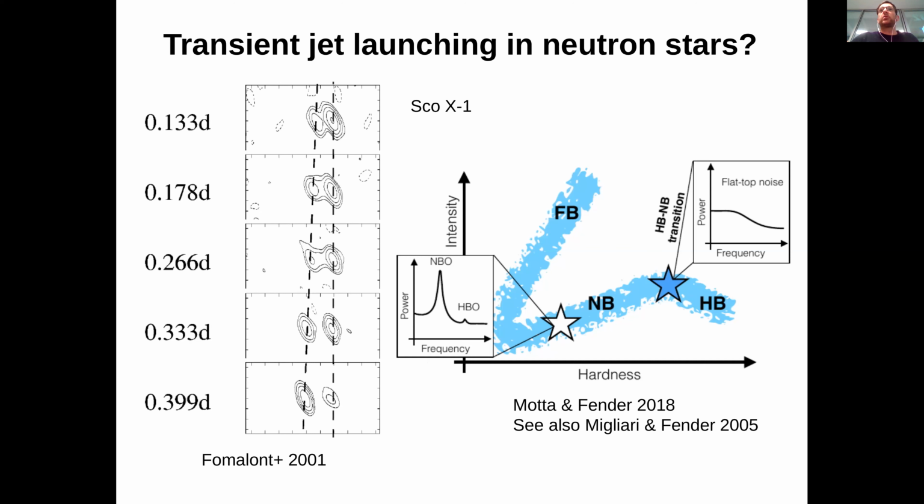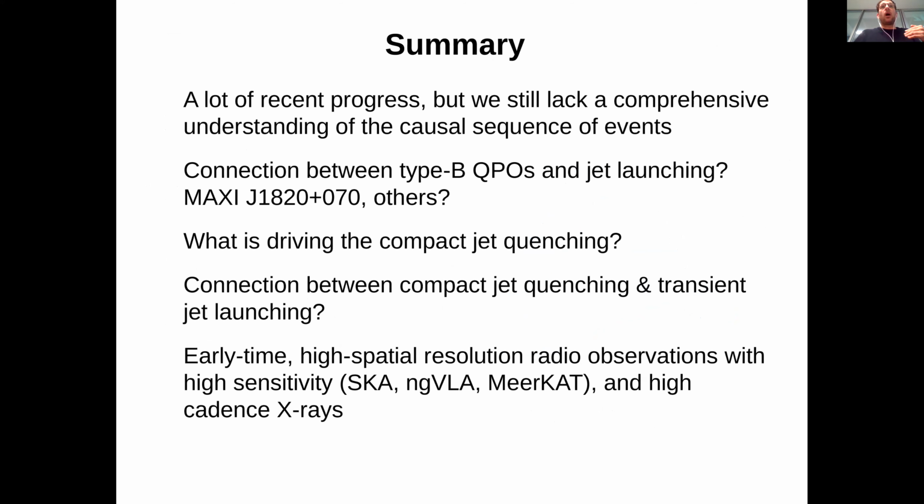And there was also a potential connection between the unseen ultra-relativistic ejecta that are launched with the appearance of normal horizontal branch oscillations, which broadly correspond to type B and type C QPOs in black hole systems. So in summary, there's been a lot of recent progress showing jet quenching and relaunching of compact jets, as well as the launching of transient jets, but we still lack a comprehensive understanding of the causal sequence of events leading up to these changes.